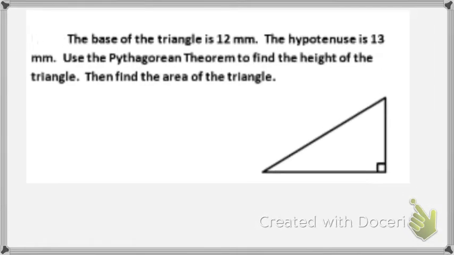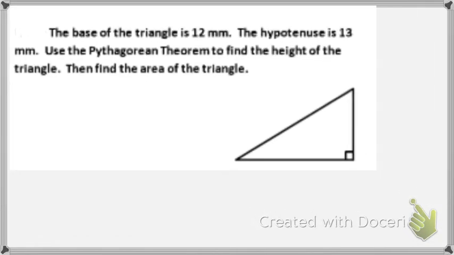Okay. We'll start with this one. The base of the triangle is 12 millimeters, so I'm going to put 12 right here at the base. And the hypotenuse is 13. Hypotenuse is always across from the 90-degree angle, so I know this part right here is 13 millimeters. Use the Pythagorean theorem to find the height of the triangle. Then find the area of the triangle.